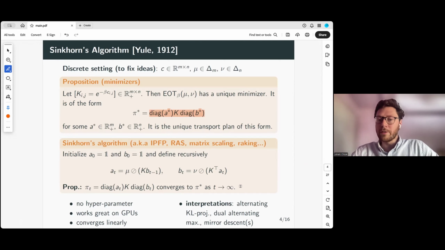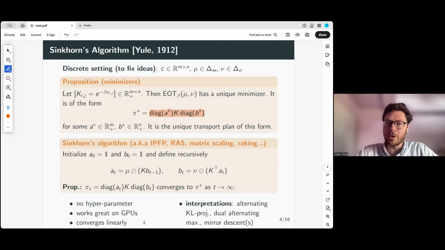So this algorithm is the standard algorithm used to solve entropic optimal transport. There are other algorithms, but perhaps the reason for its wide application is that there is no hyperparameter to choose. You see here, there's no choice of learning rate, let's say. It works great on GPU. There are other algorithms that have this property, but here notice that you just need to do some matrix vector multiplications and pointwise divisions of vectors. And in practice, you often observe very good performance.